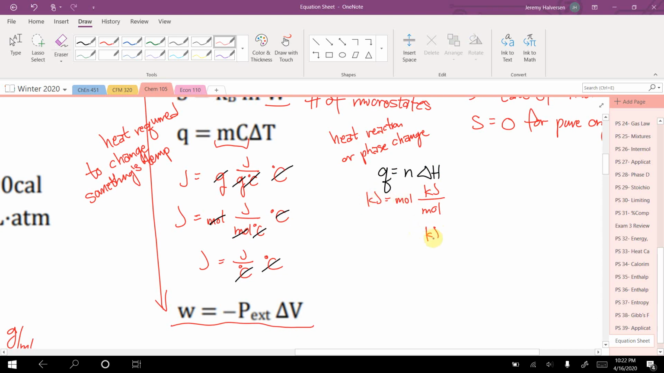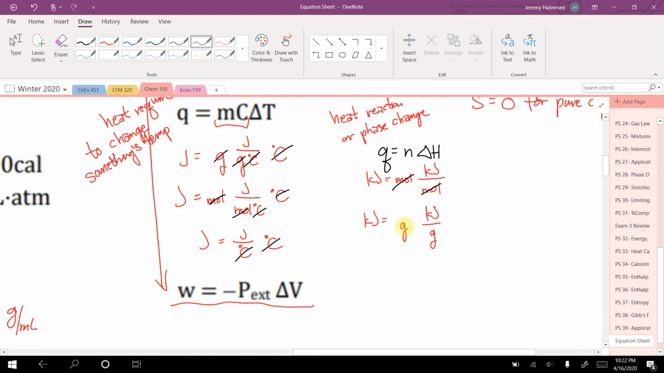And of course, if they give me kilojoules per gram, then I'm going to multiply by grams to get my kilojoules. Okay, so again, that's not on the equation sheet. It's n delta H. That's to find the heat change, or the heat required to do a reaction or a phase change, something where heat's being added but temperature's not changing. Because if temperature's changing, we're going to use mc delta T.